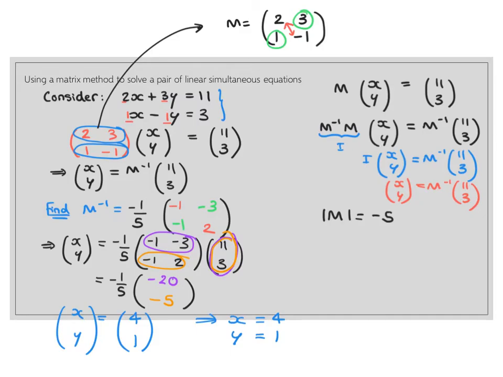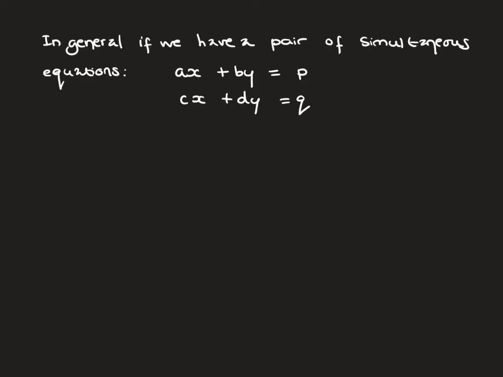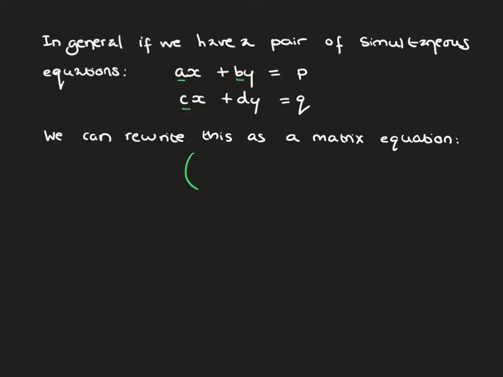It works. So in general, if we have a pair of simultaneous equations in the form ax plus by equals p, cx plus dy equals q, we can rewrite this as a matrix equation. Now, what would the matrix equation look like? Well, the matrix would be composed of these coefficients, so A, B, C, D.